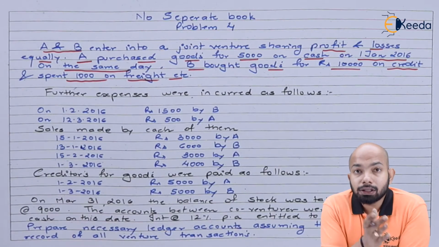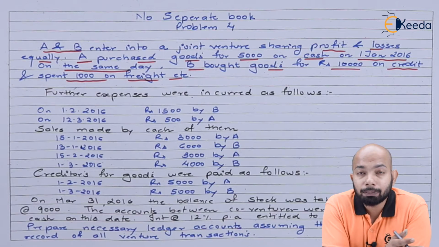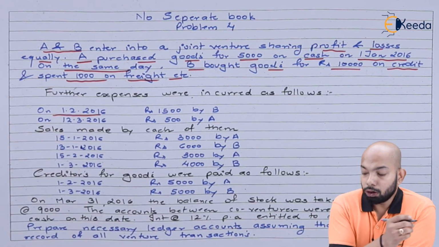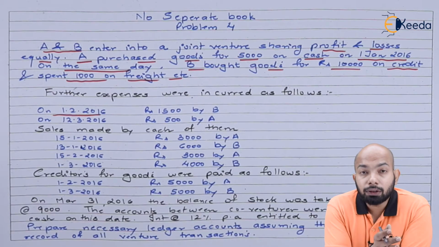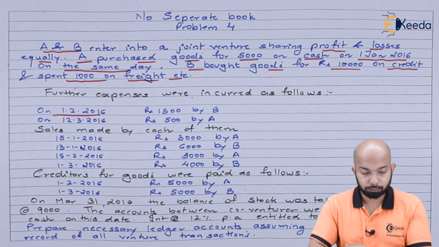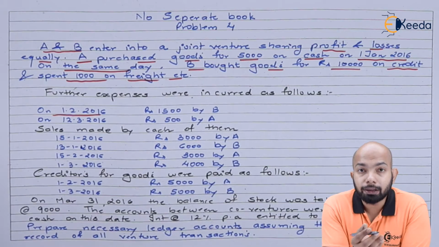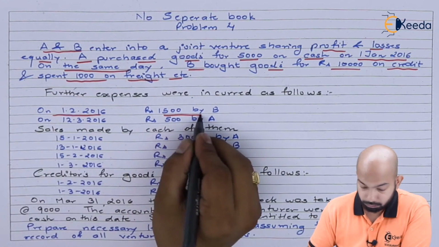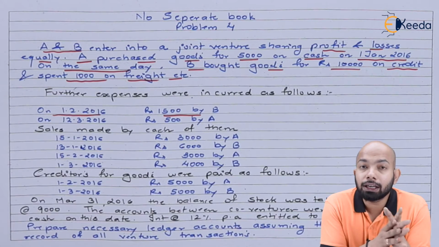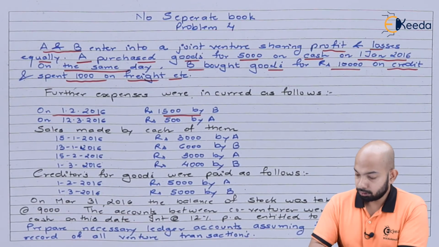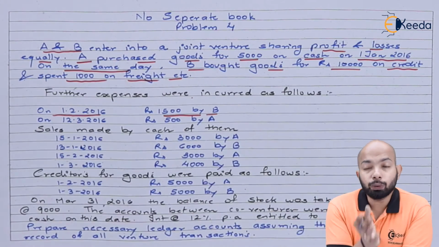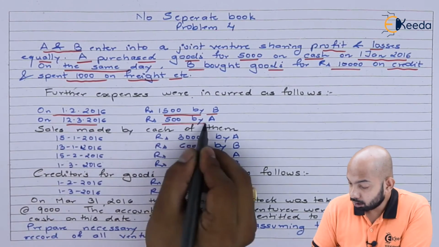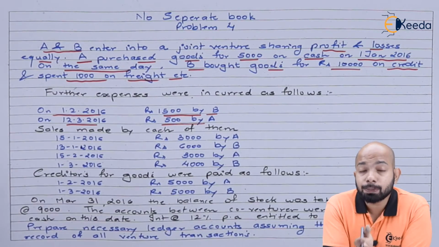Further, there were certain expenses incurred by both A and B on certain dates. They have been mentioned down there. On 1st of Feb, 1,200; on 1st of Feb 2016, 1,500 was spent by A. On 1st of Feb 2016, 1,500 was spent by B. On 12th of March 2016, 500 was spent by A. These are the expenses they have made as per the dates mentioned.